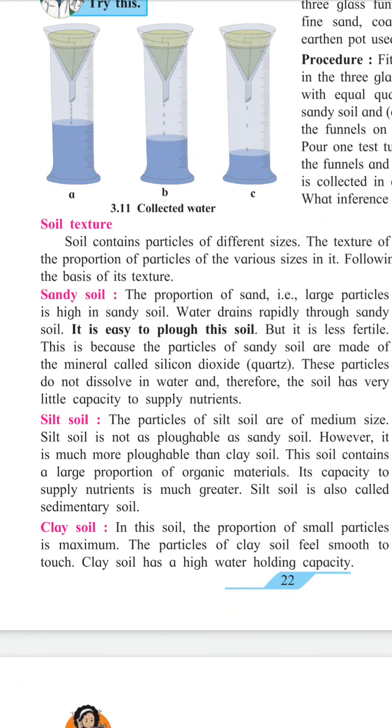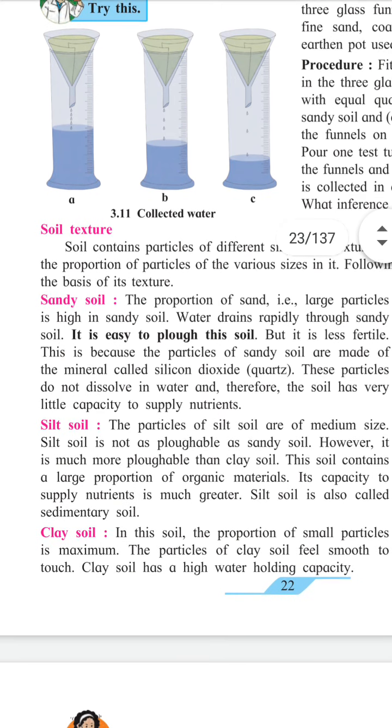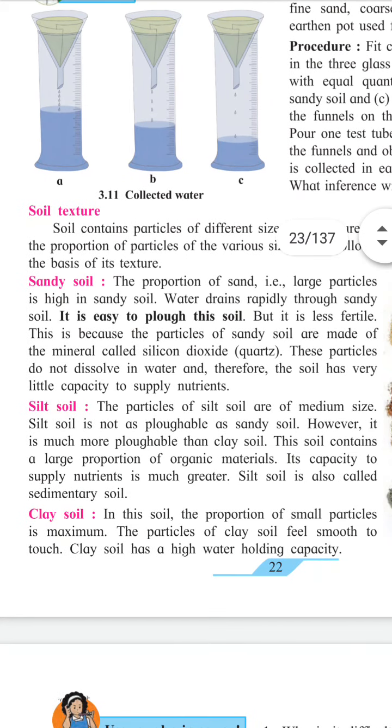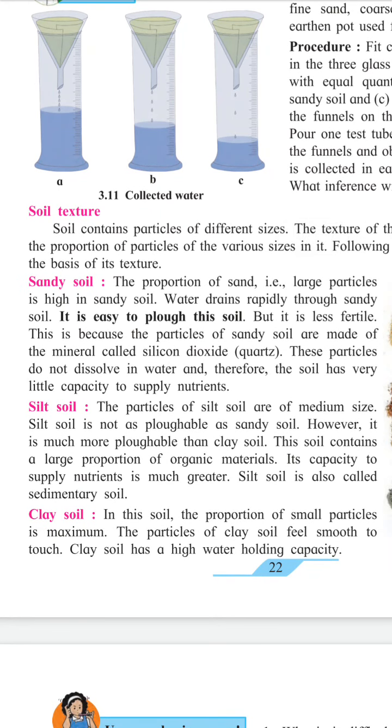Now the next thing is soil texture. So we are going to learn about the soil texture. Soil contains particles of different sizes. The texture of the soil is determined by the proportion of particles of the various sizes in it. Following are the types of soil on the basis of its texture. So first one we are going to learn about is sandy soil. How is sandy soil? The proportion of sand, that is large particles, is high in sandy soil.